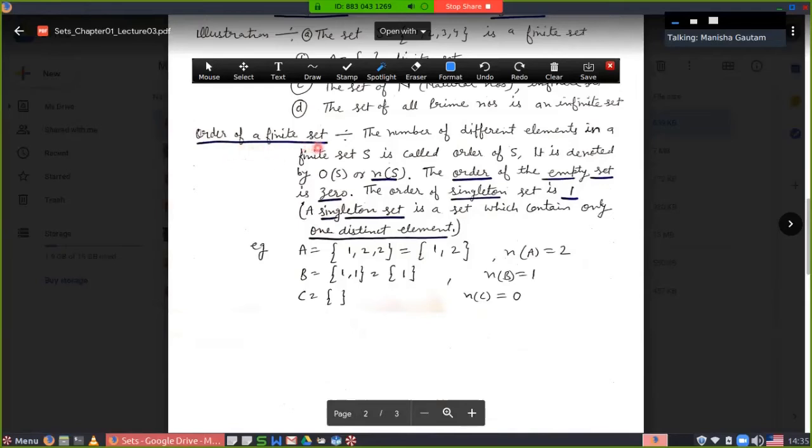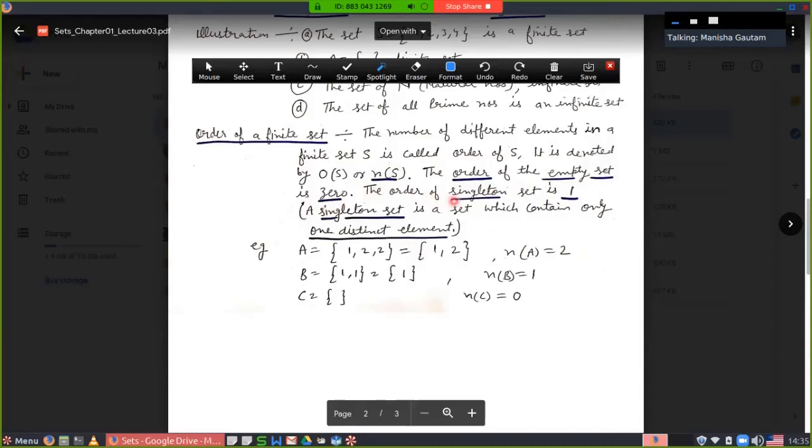Order of a finite set. The number of different elements in a finite set S is called the order of S. It is denoted by n of S in brackets, where n is outside of the S sign and S is the name of the set, or number of elements in a set. If the name of the set is A, then you will write down in a bracket capital A. If B, then you will write down B. The order of the empty set is 0. Empty set means number of elements are 0. So n of S will be equal to 0 if S is an empty set.